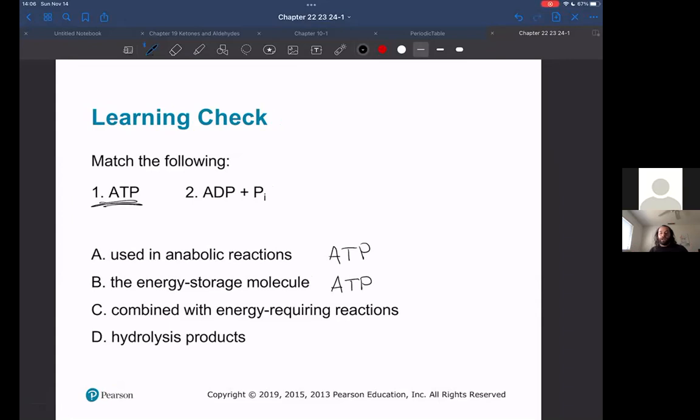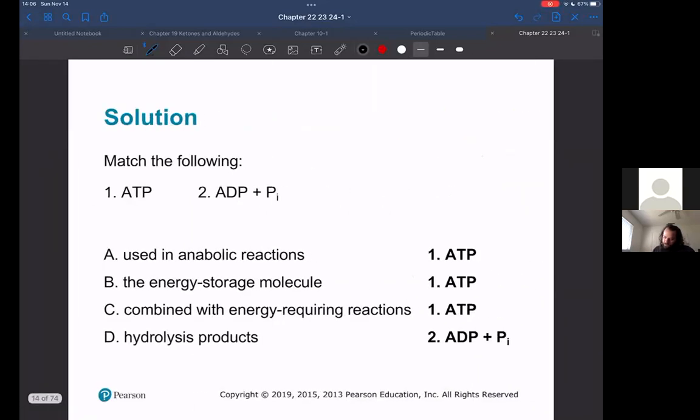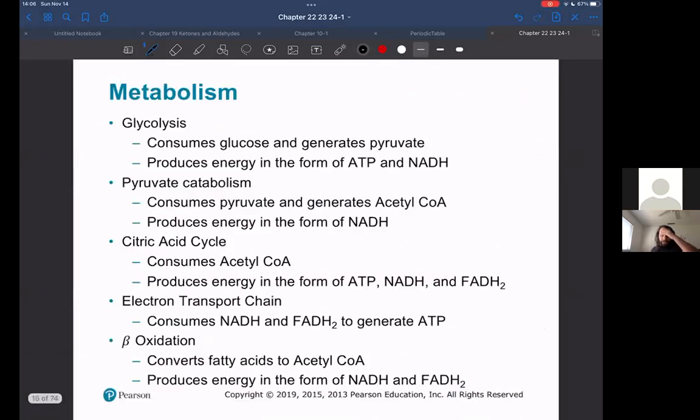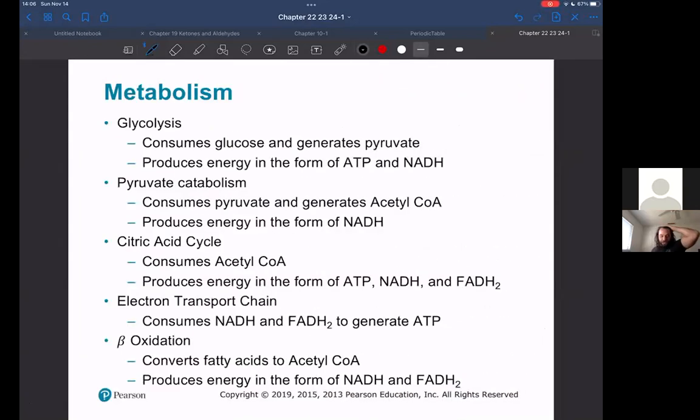And it's, again, all about that very favorable cleavage reaction, combined with energy requiring reactions. That's just a fancy way of saying anabolic reactions, right? Energy requiring reactions. So that would, again, be ATP. And the hydrolysis products are ADP and Pi. Again, that Pi is that phosphate group.